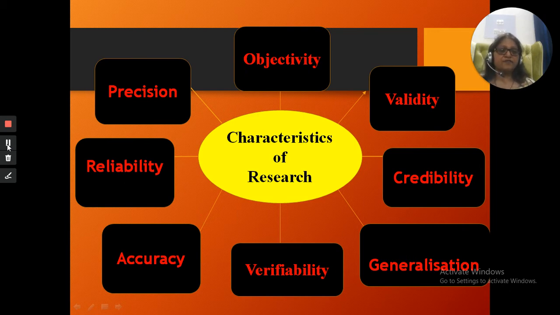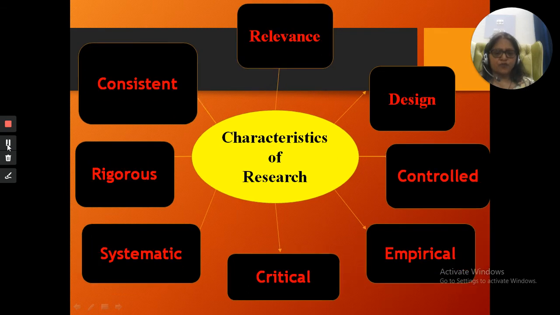Accuracy. The results have to be accurate. Reliability. We can rely on the research, that whatever the results are, we can take it that the results are authentic. Precision. There should be no dilemmas. There should be precision in the results. These are the characteristics of research. There are some more characteristics: the research is relevant, it is properly designed, maximum controls are exhibited, it is empirical in nature, that is, scientific, and it is critical also.